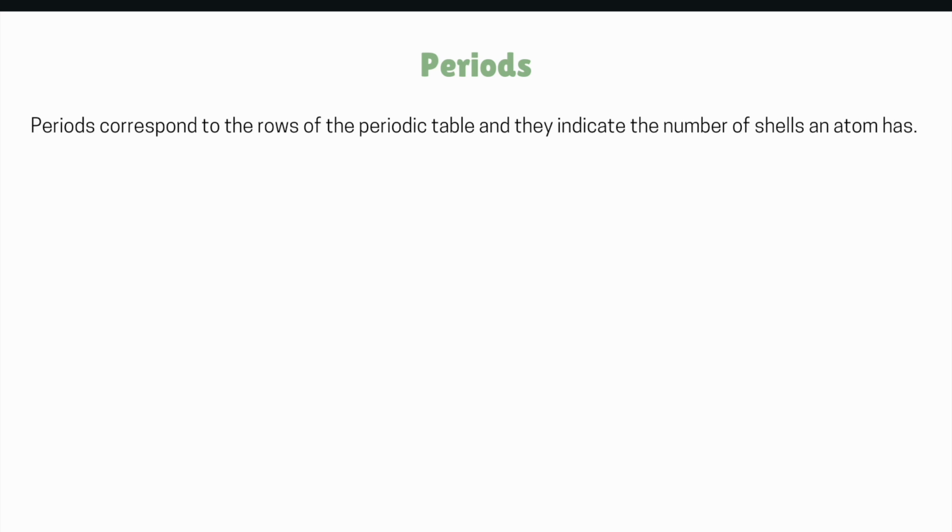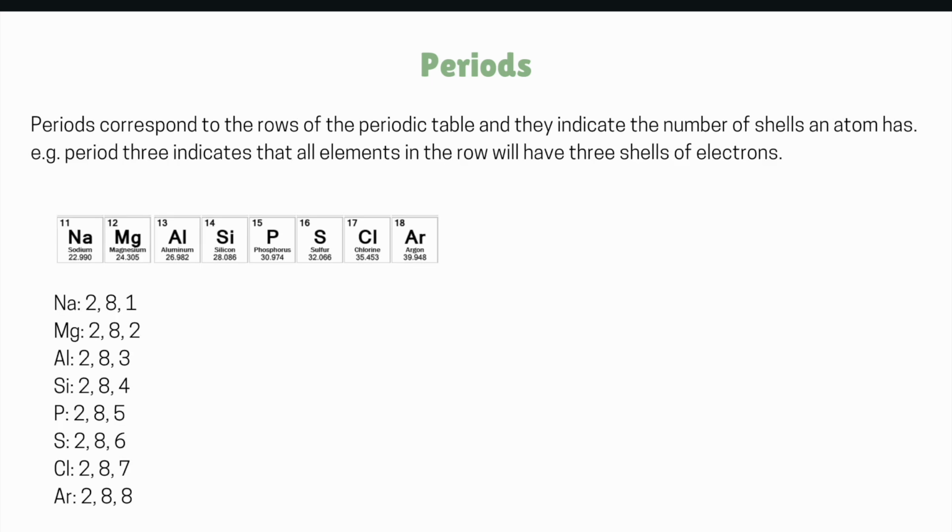Next, the period, which corresponds to the rows of the periodic table, and they indicate the number of shells an atom has. So let's take, for example, period 3. These are the elements of period 3. So all these elements will have 3 shells of electrons, and we can see that this holds true. Sodium has 2, 8, 1 electrons in their shells, and this continues throughout the other elements in period 3. We can see that they all have 3 shells of electrons, with varying amounts in the outer shell.